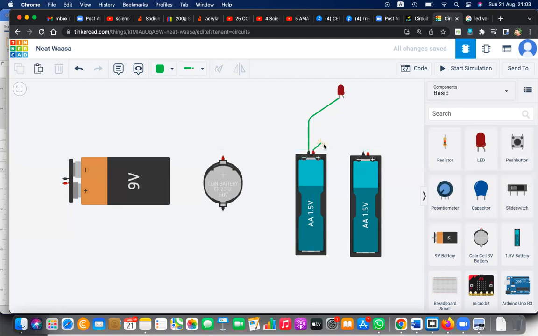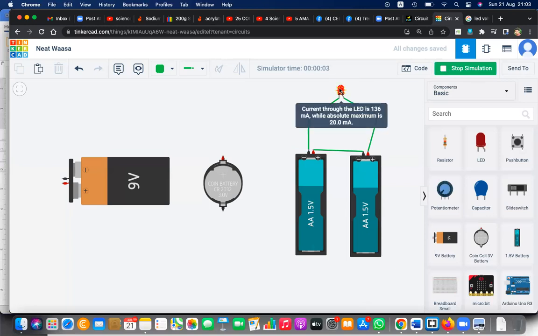This can be connected with this edge. This can be connected with positive, this with negative. Then this can be connected with the LED bulb. So let's see. Let's place this, and you can see, oh, what will happen? The LED bulb will burn.